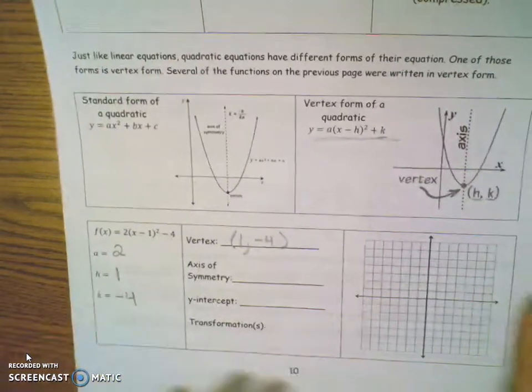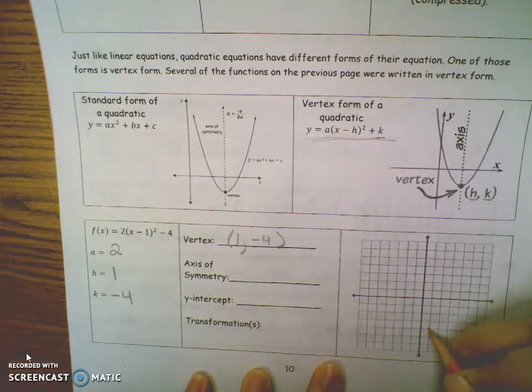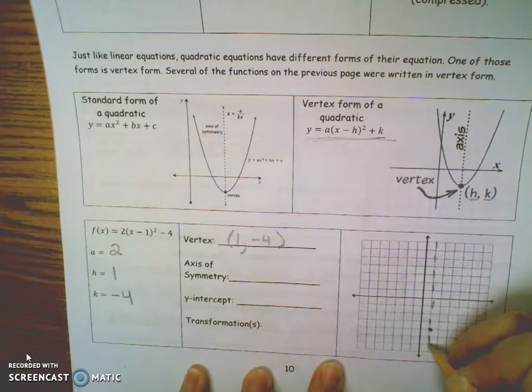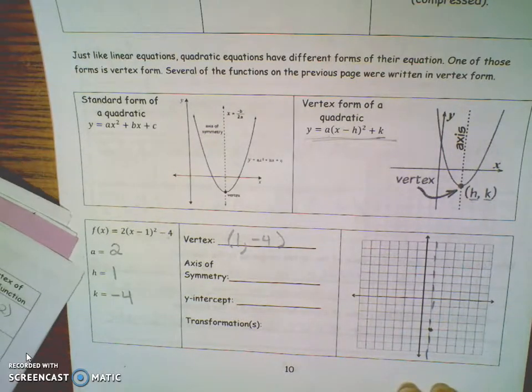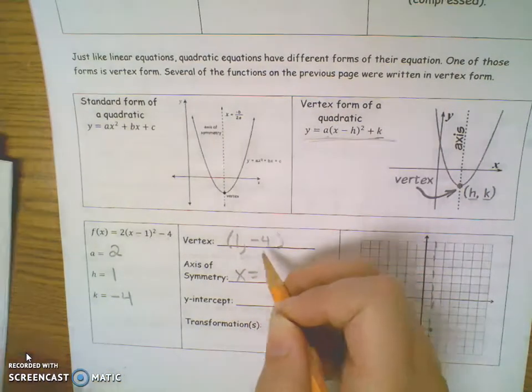So that means that I can just go over here and do 1, negative 4. And the nice thing is, once I have my vertex, I also have my axis of symmetry. So I can do that. And my axis of symmetry is going to be x equals 1.